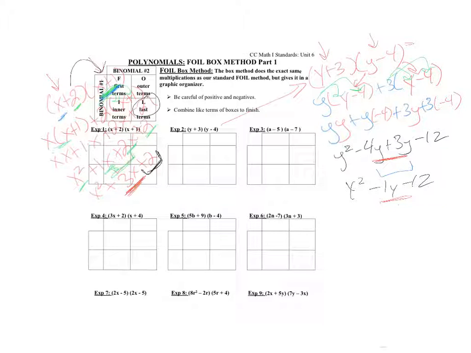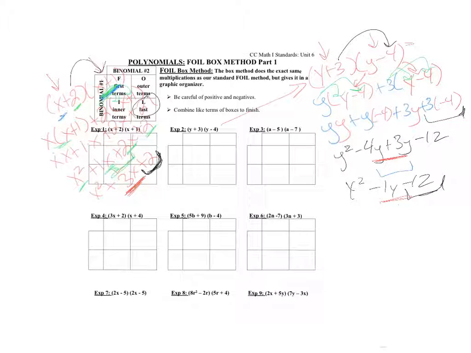I want you to really pay attention to what's happening with the signs. Over here, we had a positive times a negative as our last step, and that ended up being a negative 12. Anytime that your 2 signs are opposite, your final term is going to be a negative. Anytime your signs inside of your parentheses are the same, your final term is going to be positive.